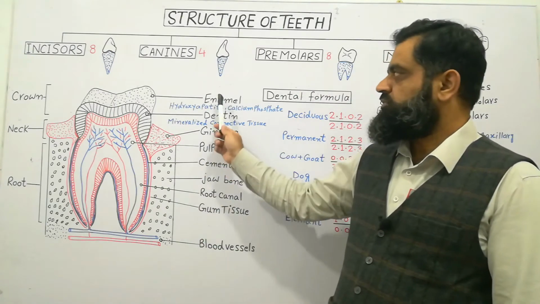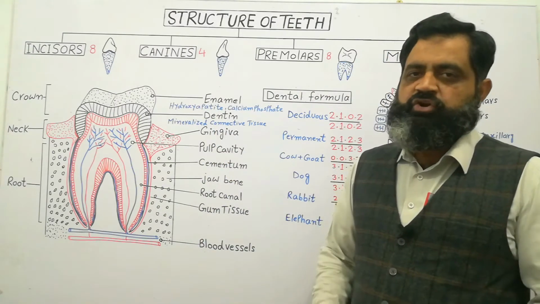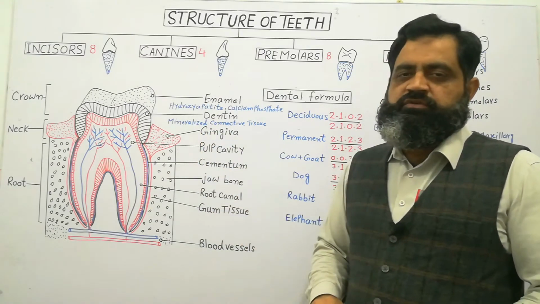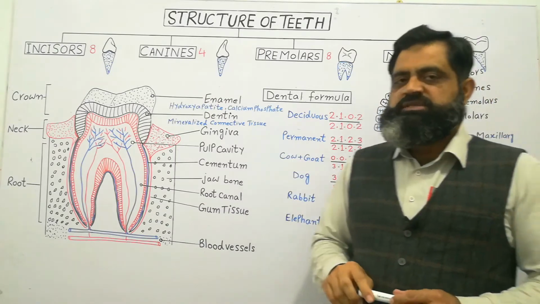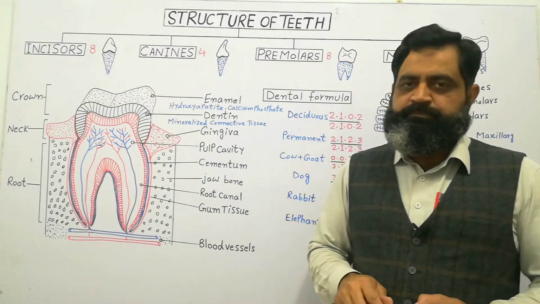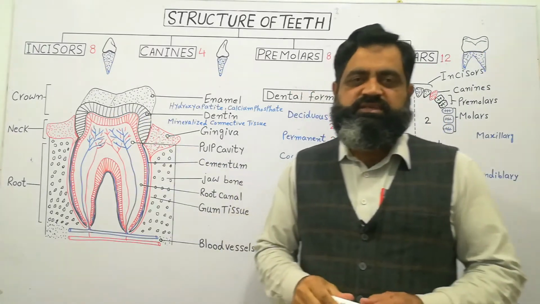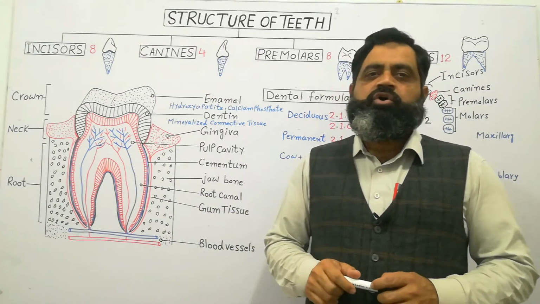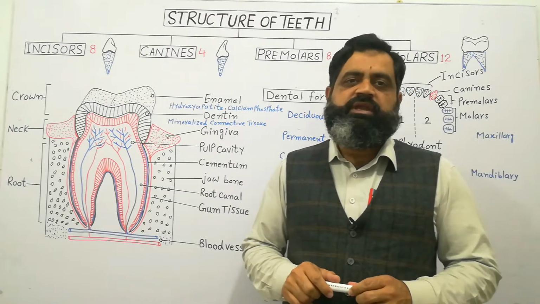The crown is covered by a mineral known as enamel. Enamel contains hydroxyapatite, which contains calcium phosphate, which makes it the hardest material present in the human body or in an animal body. It is the outer covering of the teeth and protects our teeth from the enzymatic activity or other chemicals present in the food from being degraded.